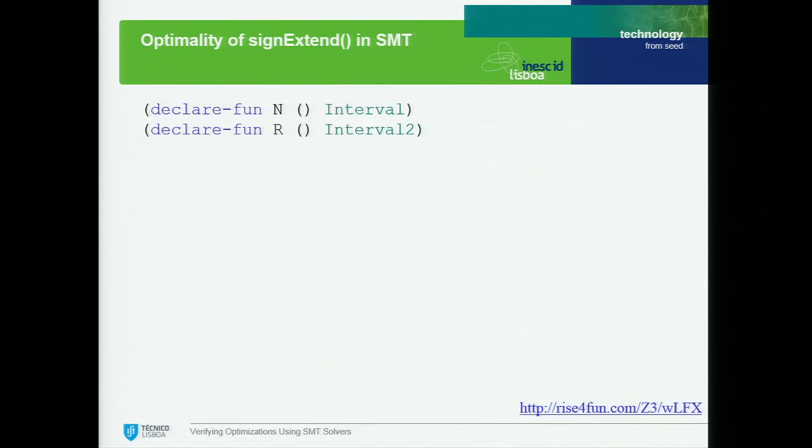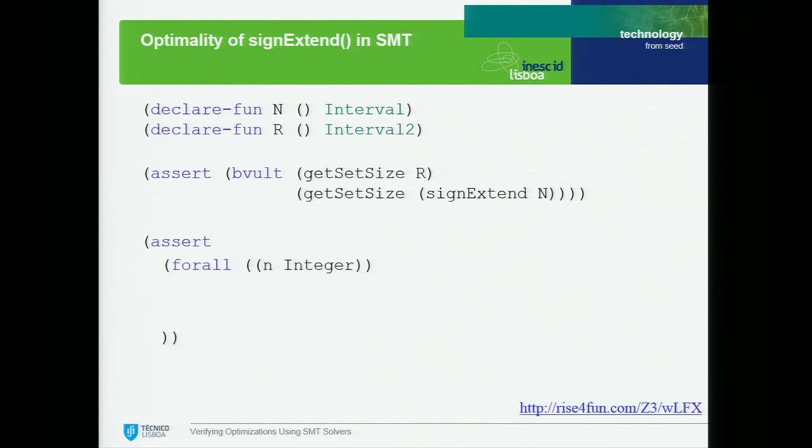Okay. This is a bit trickier. So let's define 2 intervals. R is the result interval, which is some other result interval than the one that we are computing, okay? Then we say, well, find me some result interval which is smaller than what we are getting by applying signExtend, okay? But now we have to define that R is also a correct solution.